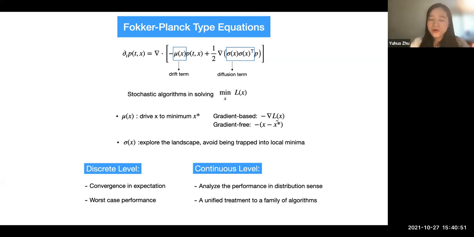One, at the discrete level, we can only analyze the algorithm in expectation or in the worst-case scenario. However, at the continuous level, the solution of the Fokker-Planck equation directly describes the PDF of the algorithm's evolution. So it's easier to analyze the performance in a distributional sense when we use the Fokker-Planck equation. Another advantage is that the Fokker-Planck equation gives a unified treatment to a family of algorithms. So that's why I relate the Fokker-Planck equation to machine learning.